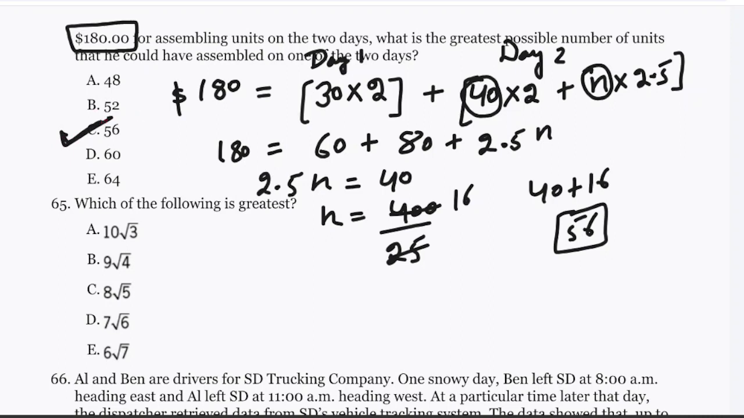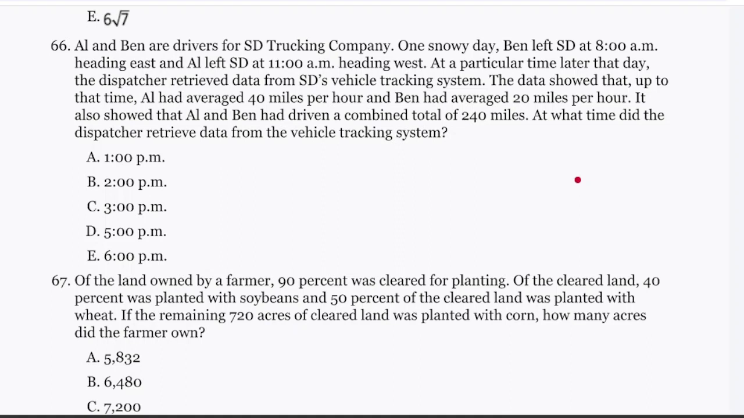65th. Is it done? हाँ जी. बी आंसर, बी ऑप्शन. ठीक है. 66. नहीं, 66 भी नहीं हुआ था.